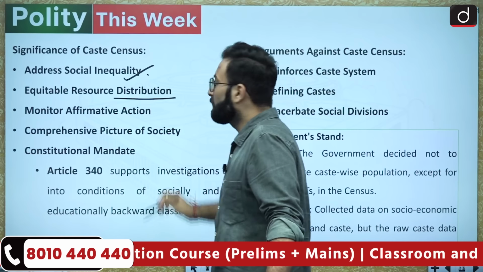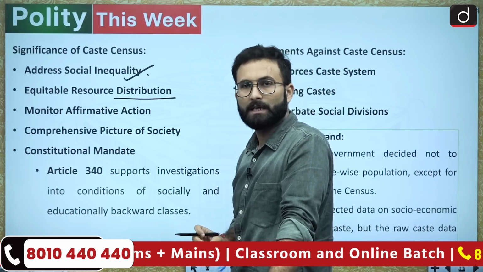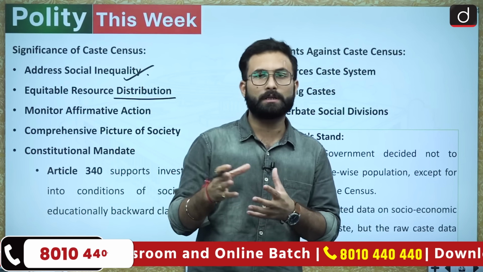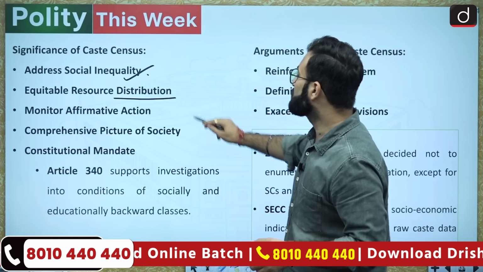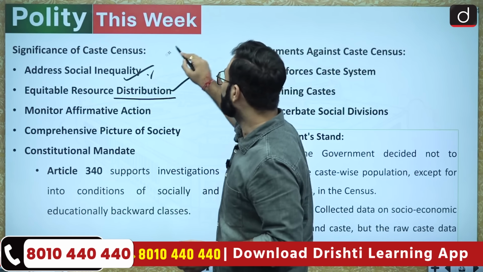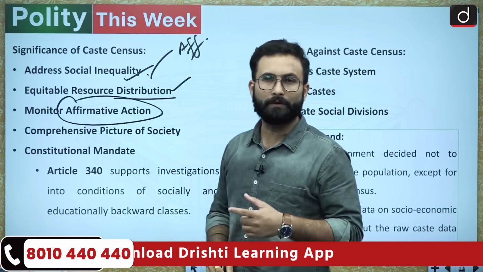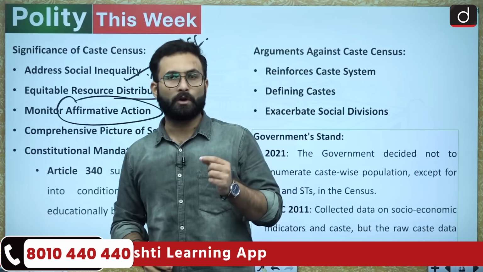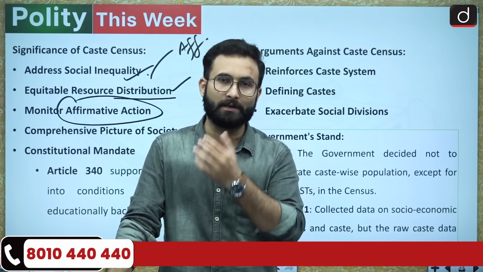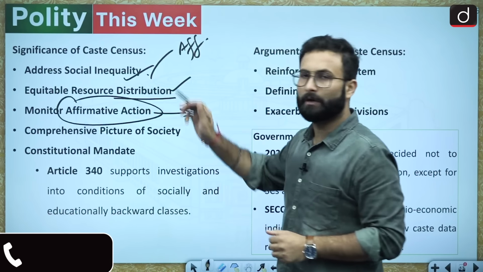Equitable resource distribution. You know that one section of the society is not doing very well economically, so you want to redistribute the resources among these sections. For that this is important. For this we have affirmative action etc. For monitoring the affirmative action we also need the caste census, because the courts have said again and again that you need quantifiable data to go for any kind of affirmative action or reservation per se.